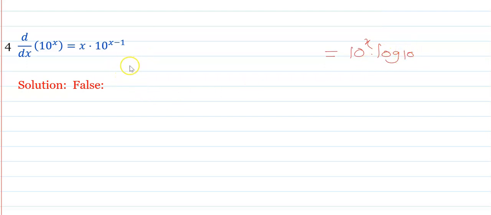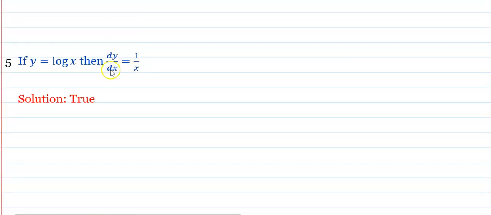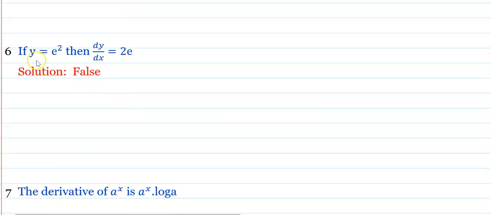Okay, that type of question is done. Next, if y is equal to log of x, then dy by dx is equal to 1 upon x. Yes, the derivative of log of x is 1 upon x. Y is equal to e square, then dy by dx is equal to 2 times e. E is a constant, e square is a constant. The derivative of a constant is 0. Therefore, dy by dx is equal to 0. Hence, this is false.